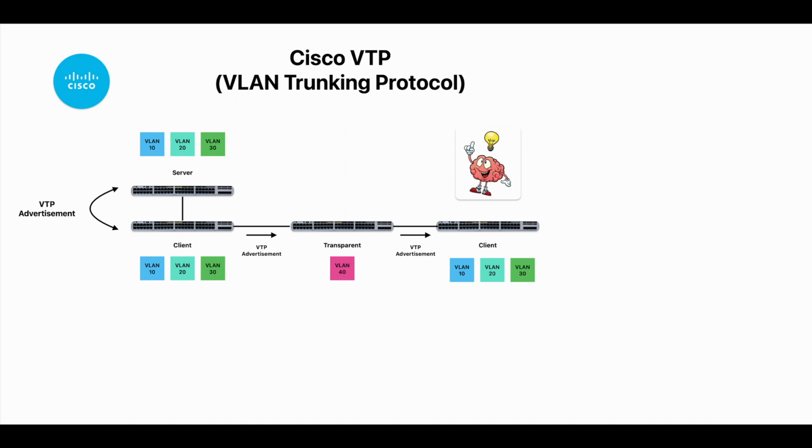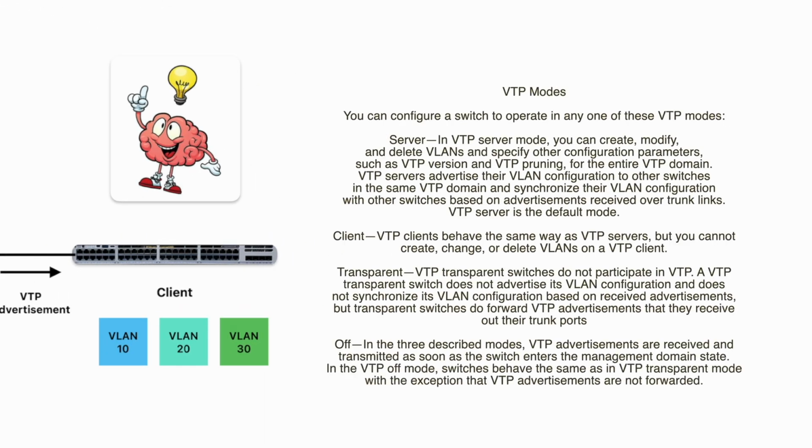So the modes are server, client, transparent, and off. And let me explain. Alright, so first off, server. In VTP server mode, you can create, modify, and delete VLANs and specify other configuration parameters such as VTP version and VTP pruning on the entire VTP domain. VTP servers advertise their VLAN configuration to other switches in the same VTP domain and synchronize their VLAN configuration with other switches based on advertisements received over trunk links. VTP server is the default mode.